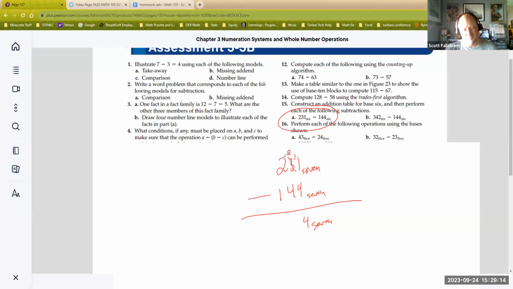2 take away 4. Oops, I need a few extras. So I'm going to take one from here and regroup it. This is a 7 that I just wrote down. One group of 7. 7 plus 2 is 9. 9 minus 4 is 5. And I get 0. So my final answer would be 5, 4, base 7.